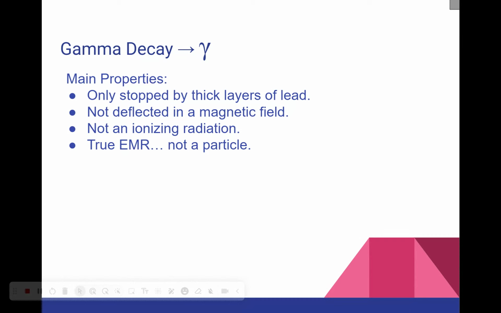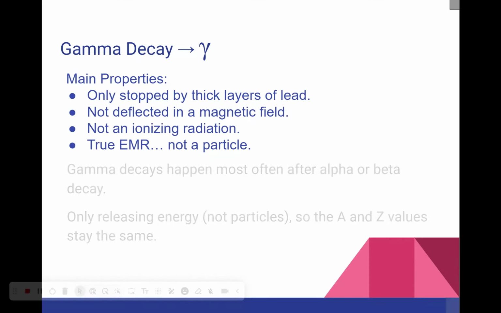And that's because of the nature of what gamma radiation is. It's not deflected in a magnetic field because it has no charge. It is not ionizing radiation because it does not have a charge. It's not a particle. It is true EMR. It's the EMR that we talked about as being very close to the end of the electromagnetic spectrum when we were studying that way back in chapter 13.